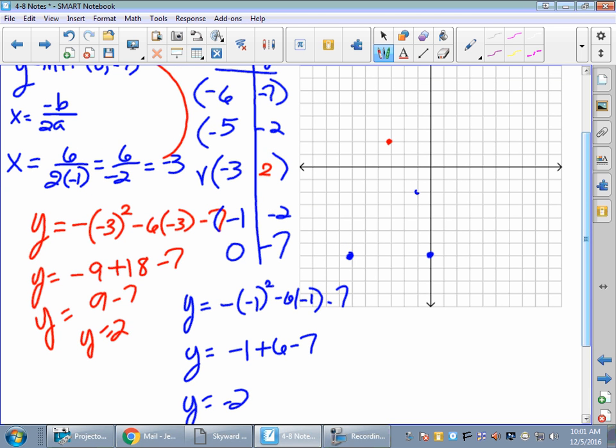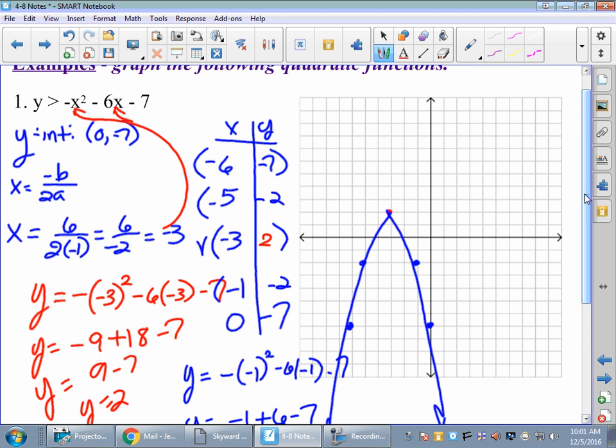So -1, -2, -5, -2, and there's my symmetrical parabola. So I'm going to connect and extend as best as I can in a parabolic fashion. There's my boundary. So I've created my inside and my outside boundary.